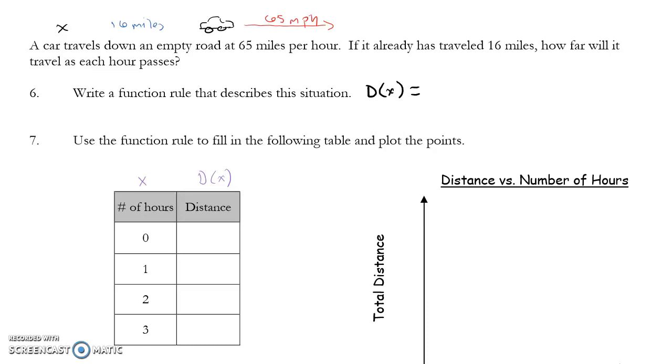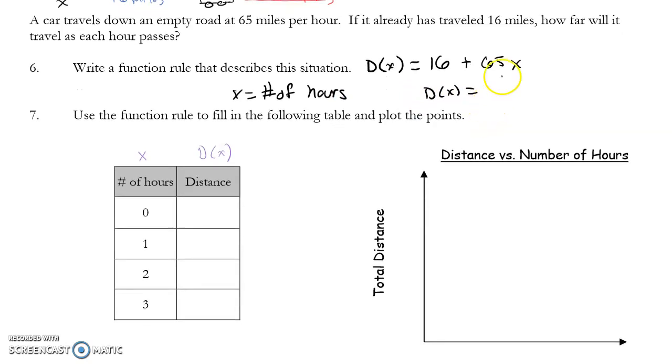That's my multiplication of my number of hours. So I've already started 16 miles away. So this is 16 plus 65x. There's my function rule where x is the number of hours, and I can define that here. Number of hours. And d of x is equal to the distance, or total distance.